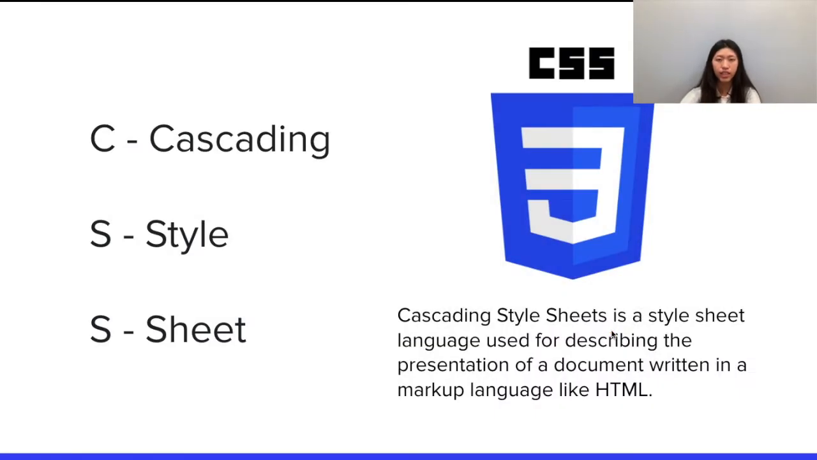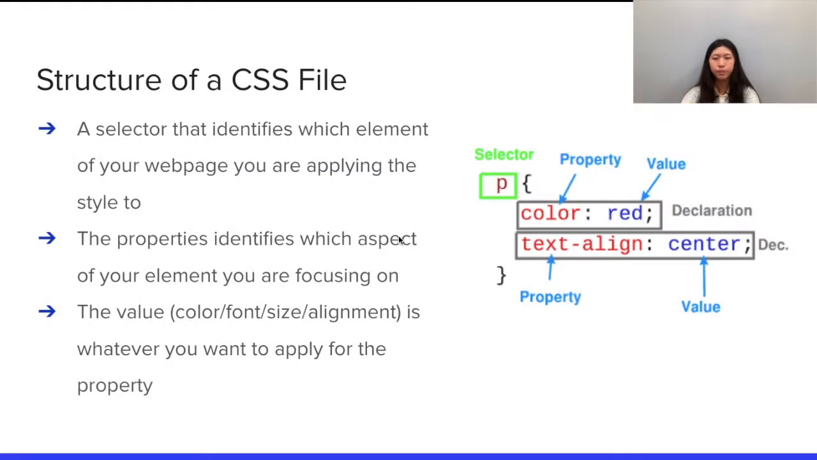CSS stands for Cascading Style Sheets. The keyword here is style sheet. So these are documents or files that style the HTML file. The definition of CSS is a style sheet language used for describing the presentation of a document written in a markup language like HTML. So before we get into examples, this is just the structure of a CSS file.